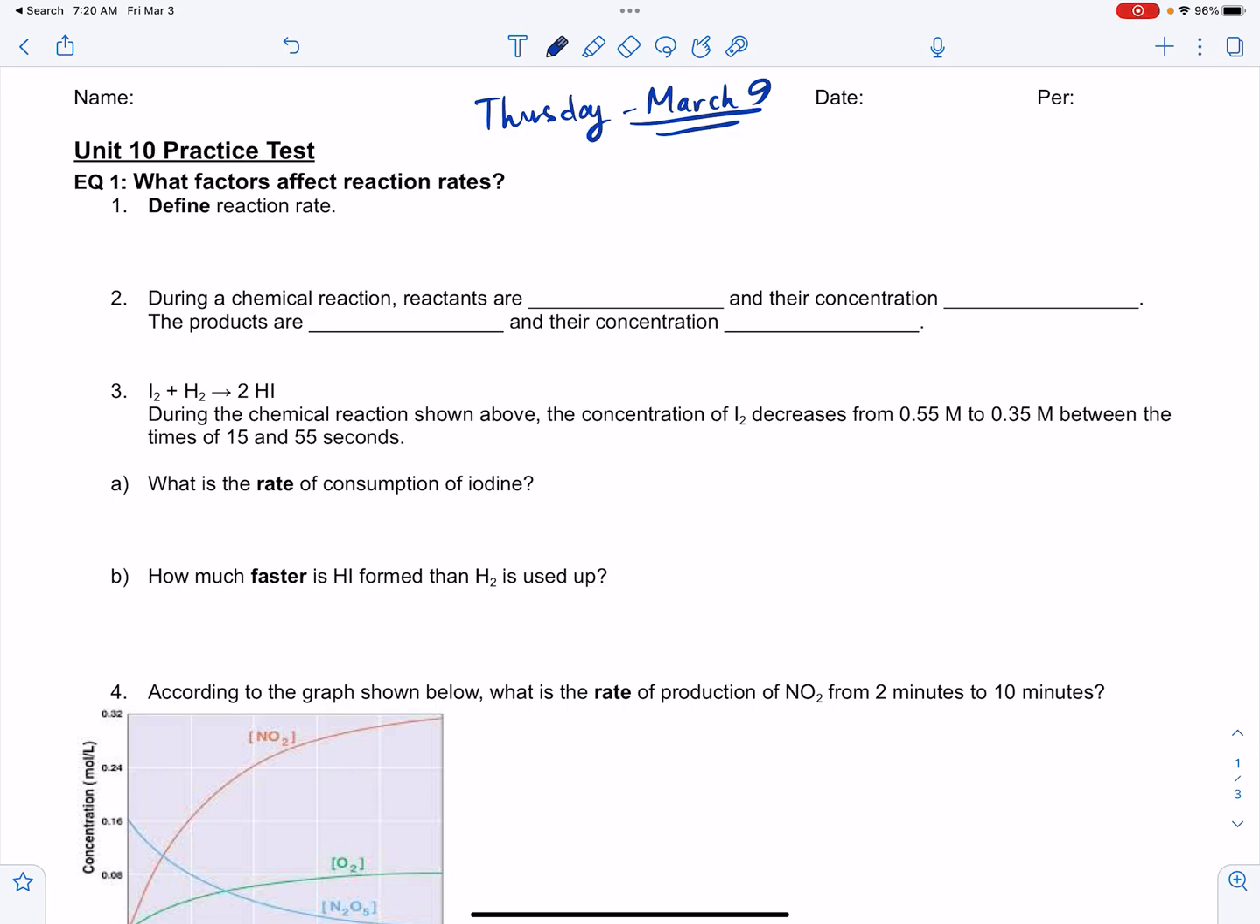So this is EQ1 on reaction rate. You can use your notes. Notes have everything, and then the work. So reaction rates: this is the rate at which the reactants turn into products. Easy peasy.